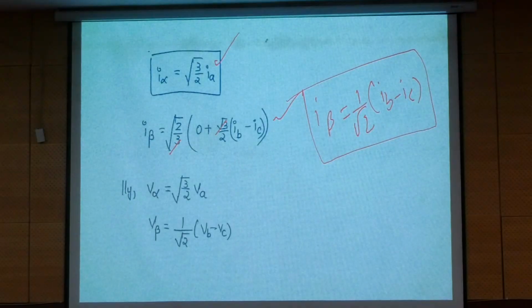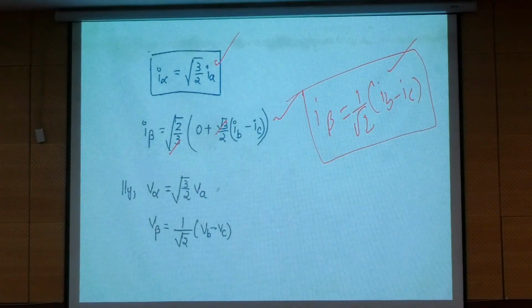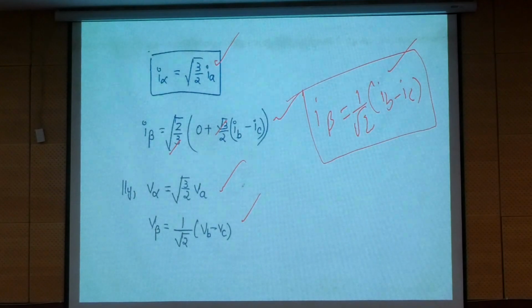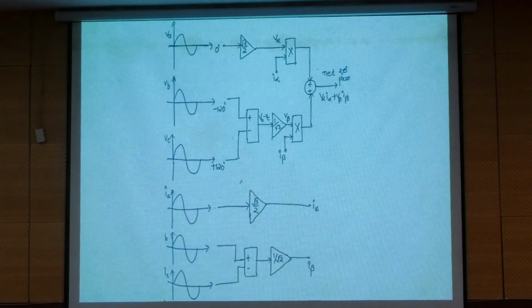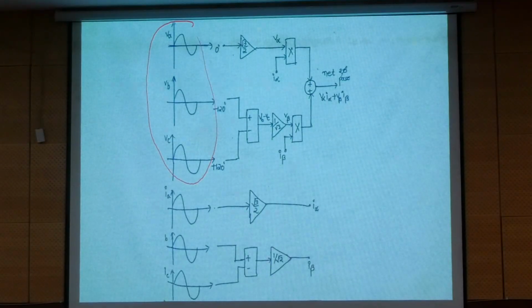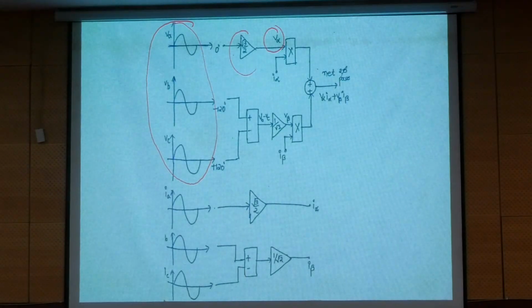So, I alpha, I beta are known. Similarly, the same V alpha and V beta we can write, right? Now, this is about simulation. Now, these three are unknowns. Let us assume that V alpha, VA, VB, VC are known values. If you want to get V alpha, what is required? You need to multiply with square root of 3 by 2, right?